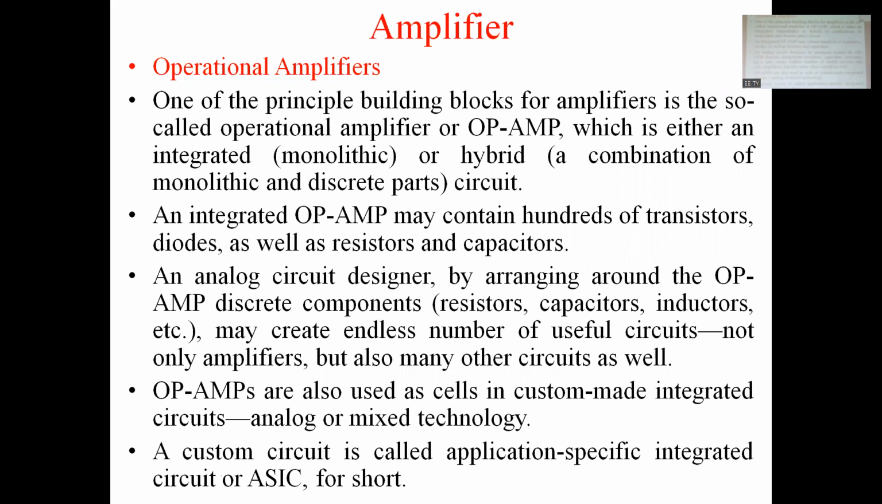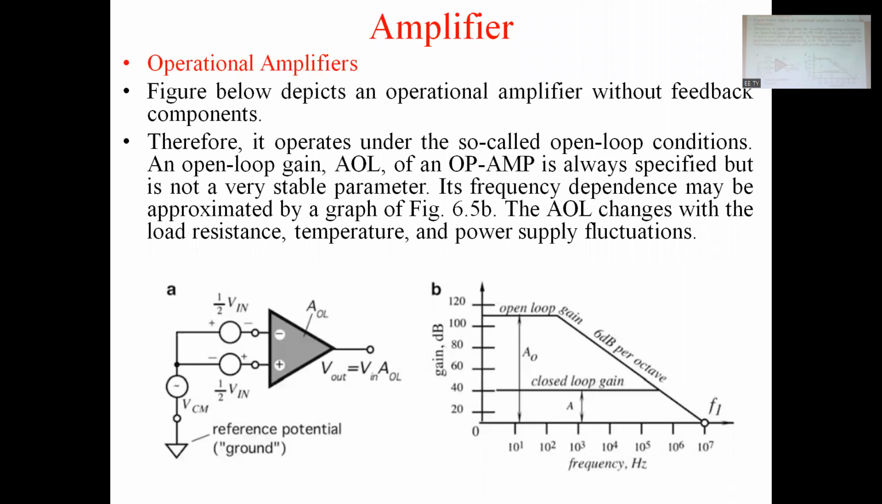A custom circuit is called an application specific integrated circuit, or ASIC for short. So here is the block diagram of that amplifier. This block may contain different components. This block shows one of the amplifiers, with one negative terminal and one positive terminal.